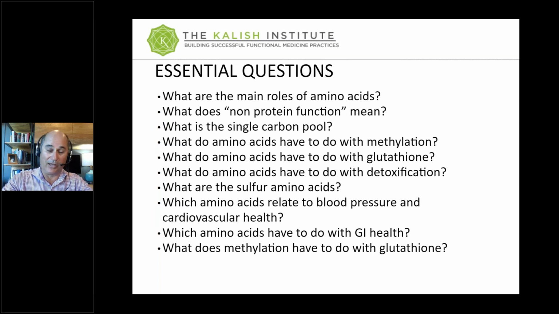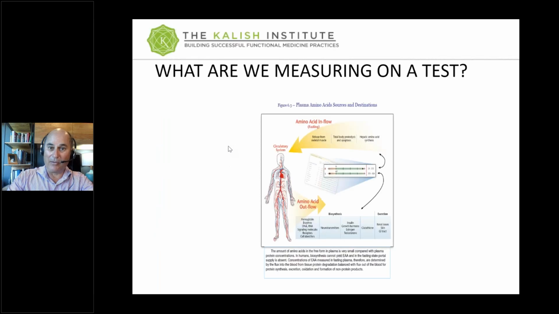Right? The single carbon pool is another example. That's how we go through the process of methylation. That relies upon amino acids. You need 3 amino acids to make glutathione: cysteine, glycine, and glutamine. You need about 6 or 8 of them to run your phase 2 detox pathways. You need amino acids like arginine and citrulline to help regulate blood pressure and cardiovascular health. You need glutamine, as I mentioned, for gut health. So there's a whole bunch of reasons why we get into amino acids, but where it gets a little slippery is in not understanding the protein synthesis production function of amino acids.